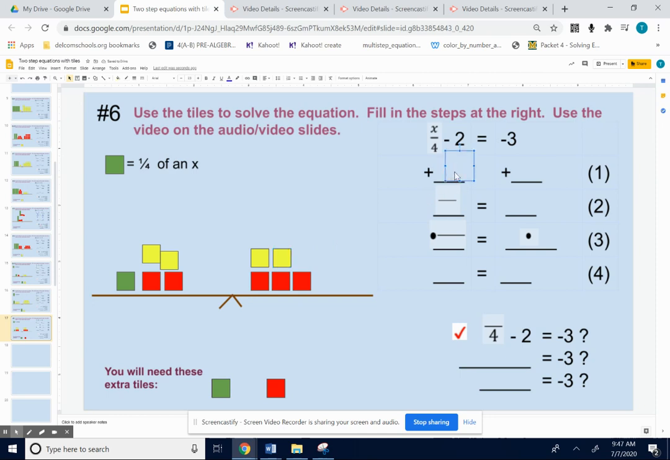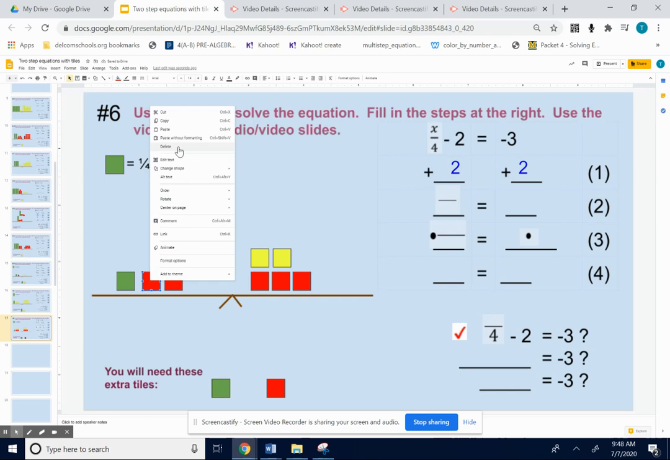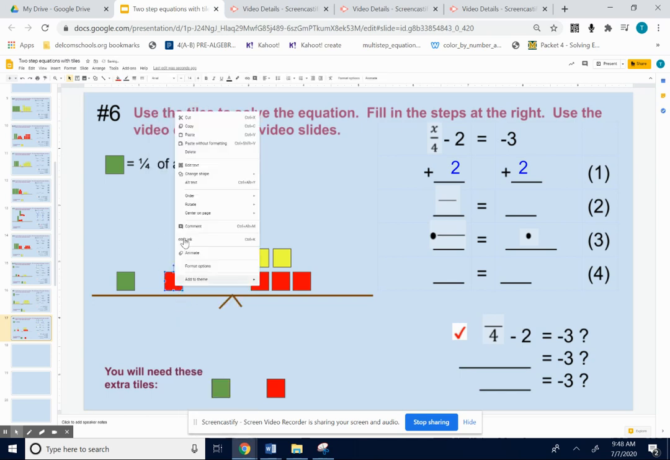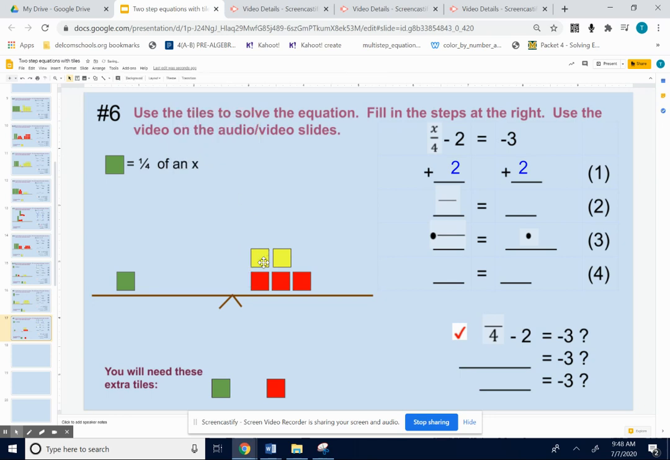So you would record that step. You want to record the step, and then in row 2, write down what you have after you clean things up. You'd be adding 2 to the left, adding 2 to the right. You'd be cleaning things up by taking away both 0 pairs on the left because they cancel. And you also have 2 0 pairs to take away on the right.